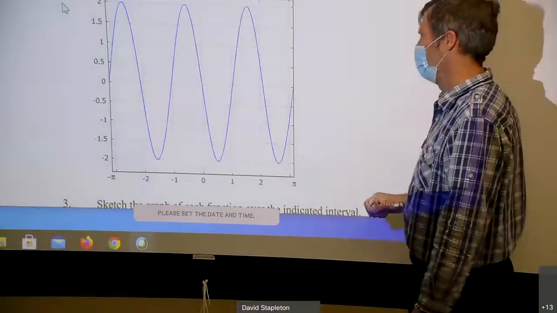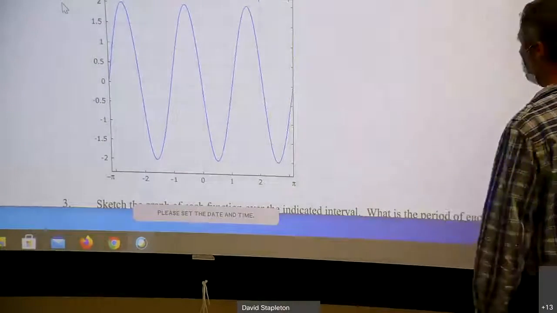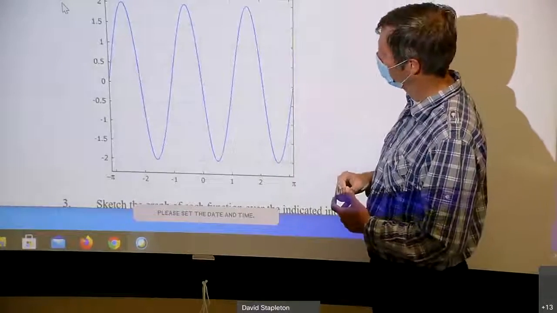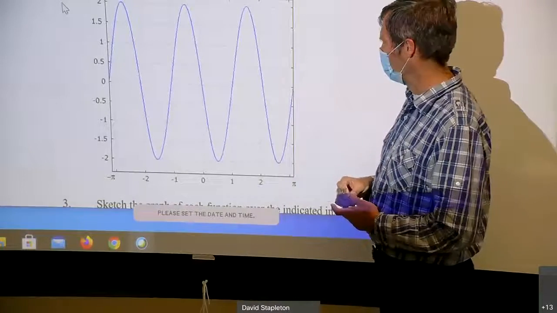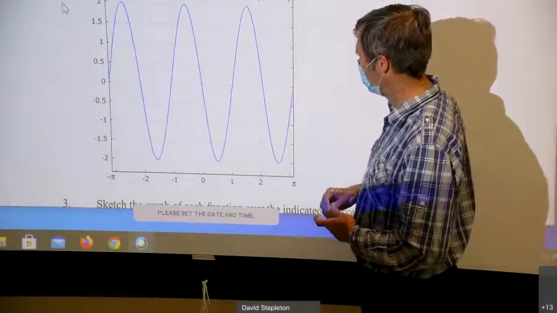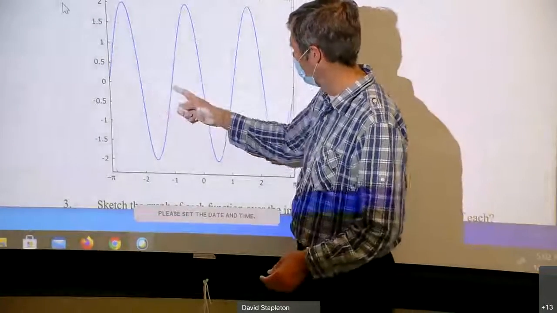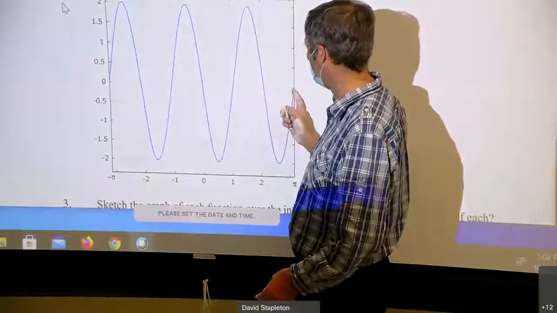Then the period, what's the period? This is a little tricky. I threw a curve at you on this problem. Sometimes it's really easy to tell just by looking at it, but it's kind of hard to tell here. Right? Doesn't quite go across this grid line or this one, but it seems to go across this one.